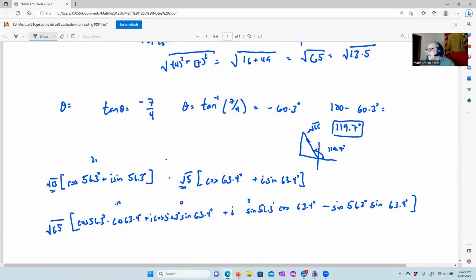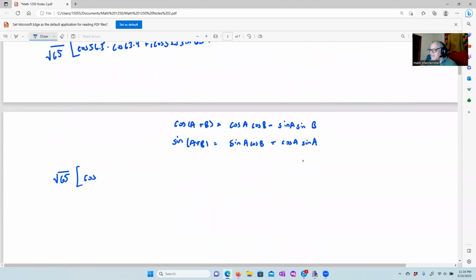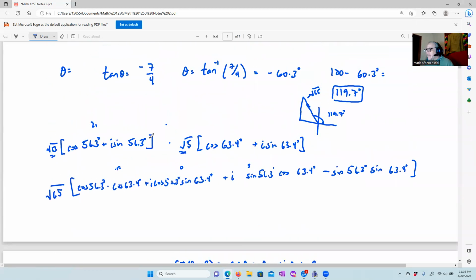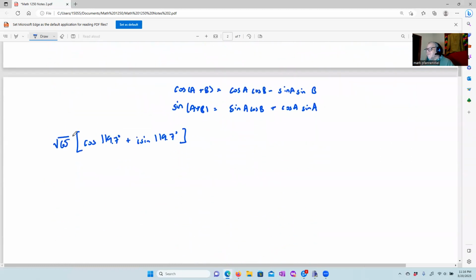Well, we did the whole thing. So that's going to be cosine of 119.7 degrees plus i sine of 119.7 degrees, because this is the sum of the angles. So in order to multiply two complex numbers, we could FOIL them out, but if they're already in polar coordinates, all we have to do is multiply the two moduluses together, take cosine plus i sine, and add the two angles. That's how we multiply these out.